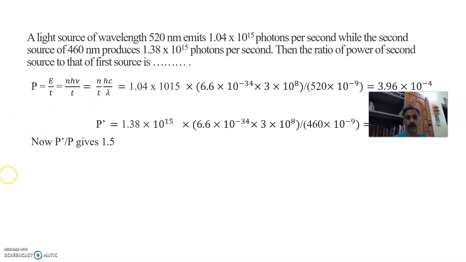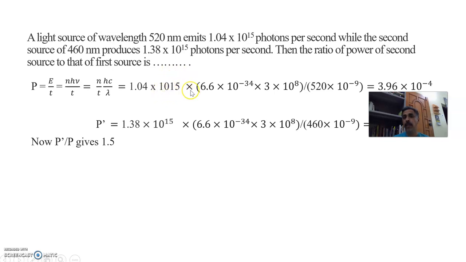So let the power of the first source be P, that is equal to E by T as we have calculated in our first problem. Then N h nu by T, and instead of nu we are going to substitute c by lambda, because lambda is given, nu is not given. Therefore N h c by lambda T is going to be our equation, right? And N is given in the problem as 1.04 into 10 power 15. It is 10 power 15, so it is not 1015, right?